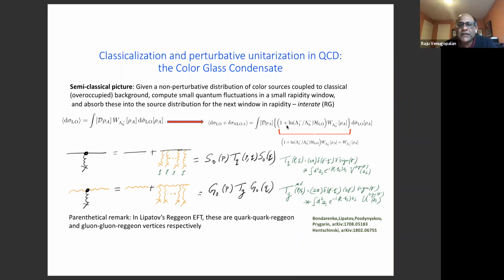But the way to understand it is that this is a semi-classical picture. If you compute the quark propagator in the background field of gluons, it turns out that the solution is this Wilson line. And there's a nice physical interpretation of this in terms of color memory that I will come to briefly, a little bit later in my talk.